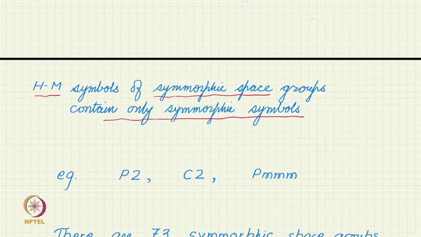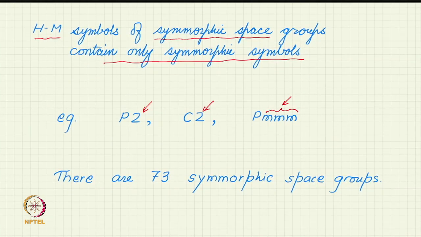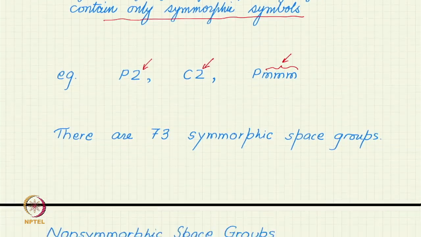Some of the simple examples are, for example, P2. You can see 2 is a two-fold axis, a symmorphic operation. C2, again a symmorphic operation. MMM, the mirrors are symmorphic operations. And these are the generators of these groups. So, once these symbols are known in the Hermann-Mauguin symbol, we can generate the entire group just using this information. There are 73 symmorphic space groups. We will devote another video to the listing of the 73 symmorphic space groups.